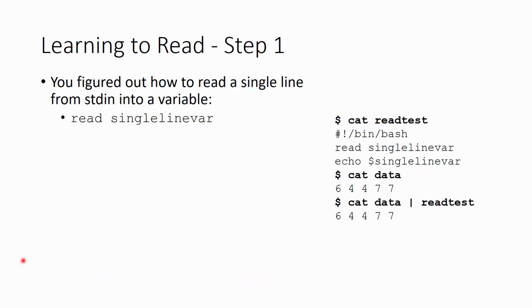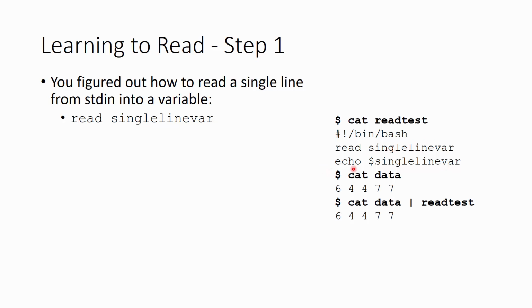So we figured out how to read a single line from standard in into a variable. And over here we've got our little test script that's looking at it. Here's our read test script, and we've got the shebang line up in the front, and we can see we've got our read single line var, which is going to take its input from standard in and put it into a variable, and then we echo that variable back out.